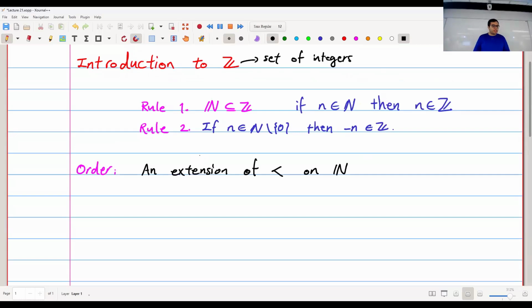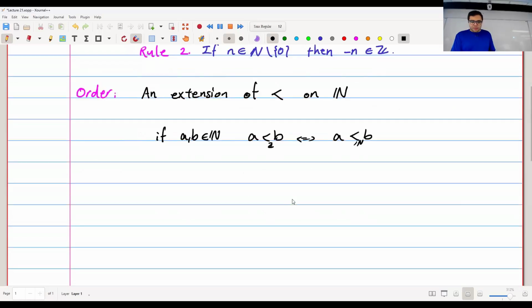So what is the extension? Basically, if I want to compare two integers, and if both of them are natural numbers, I say use the comparison that you already know for natural numbers. Okay. So I say if A and B are natural numbers, then A is less than B as integers if and only if A is less than B as natural numbers. Okay, I don't even need to really write this. I'm just extending this, right?